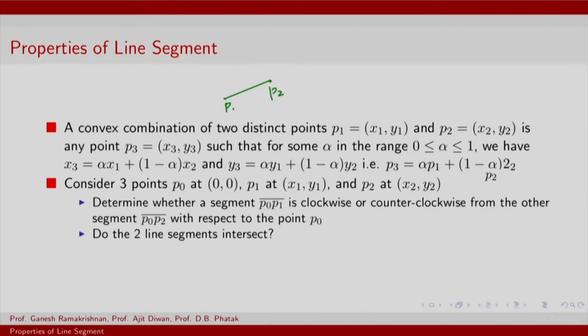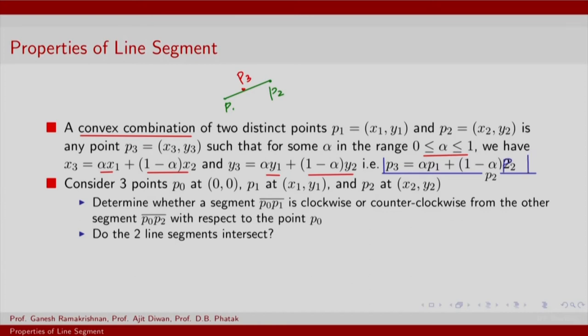So any point P3 that lies between P1 and P2 is understood to be a convex combination of P1 and P2, and the coordinates of P3 are basically convex combinations of the coordinates of P1 and P2, which is x3 equals alpha x1 plus (1 minus alpha) x2 for some alpha between 0 and 1. y3 is alpha y1 plus (1 minus alpha) y2. So more generally, we call the point itself a convex combination of the two points P1 and P2. So P3 is alpha P1 plus (1 minus alpha) P2.